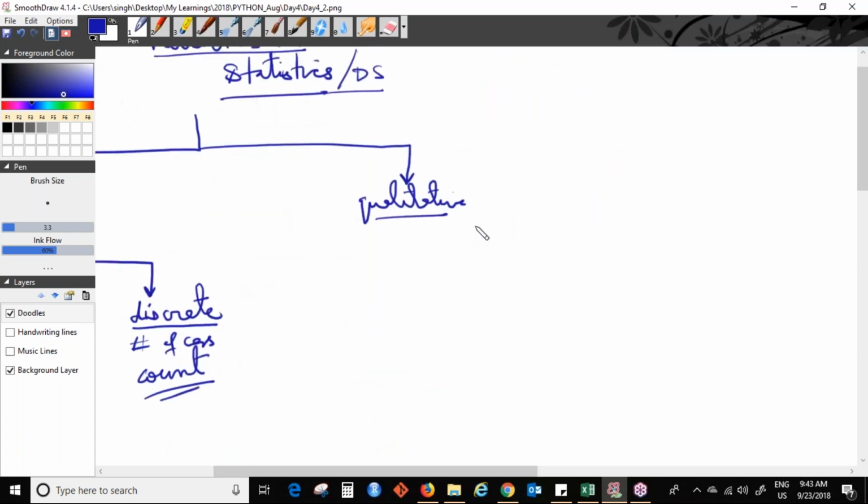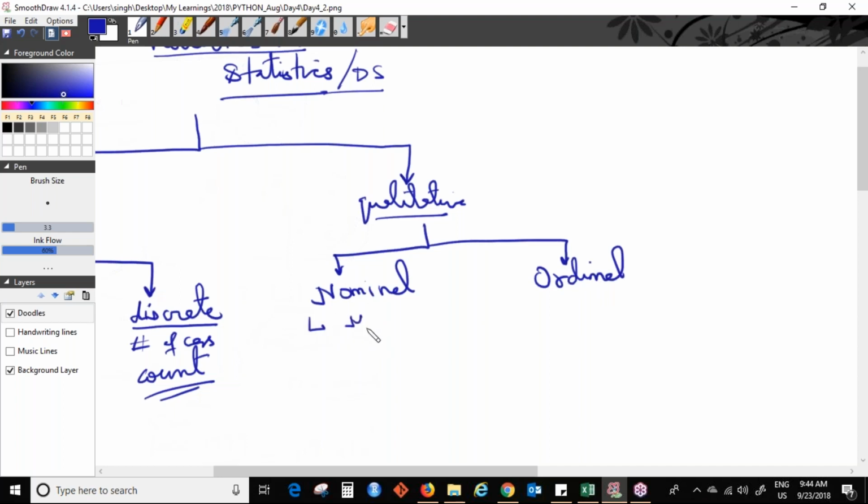Now on the other side, let's talk about qualitative. On the qualitative side also there are two types. One is nominal, one is ordinal. So what are nominal variables? Nominal variables are all qualitative variables which do not have any order. For example, male, female, or gender.